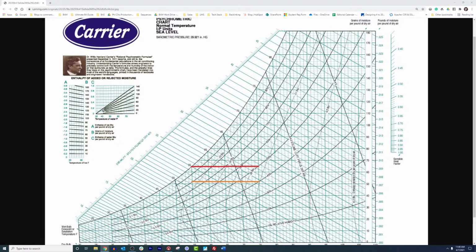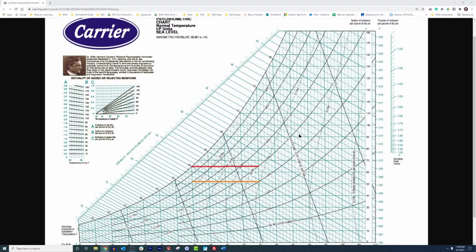So if you didn't watch last Monday's episode 28, I encourage you to go back and watch that. Episode 28 is going to be about space control, and obviously this episode is going to be about psychrometrics.